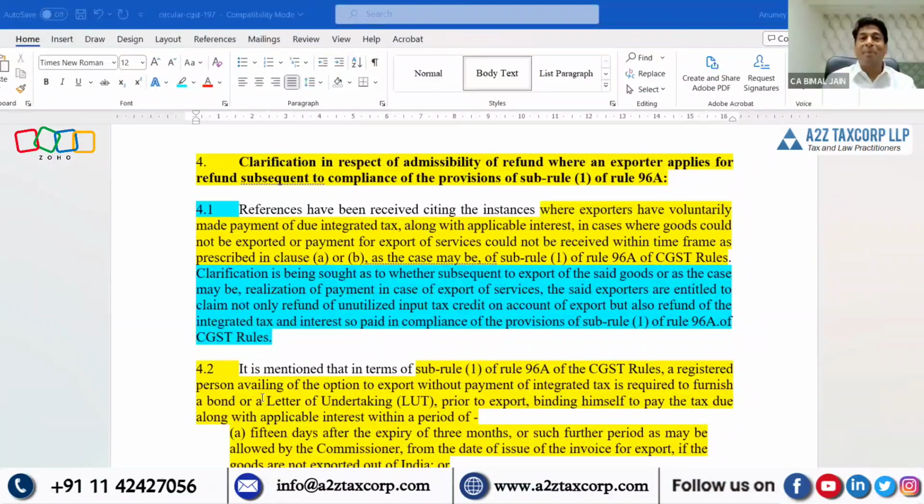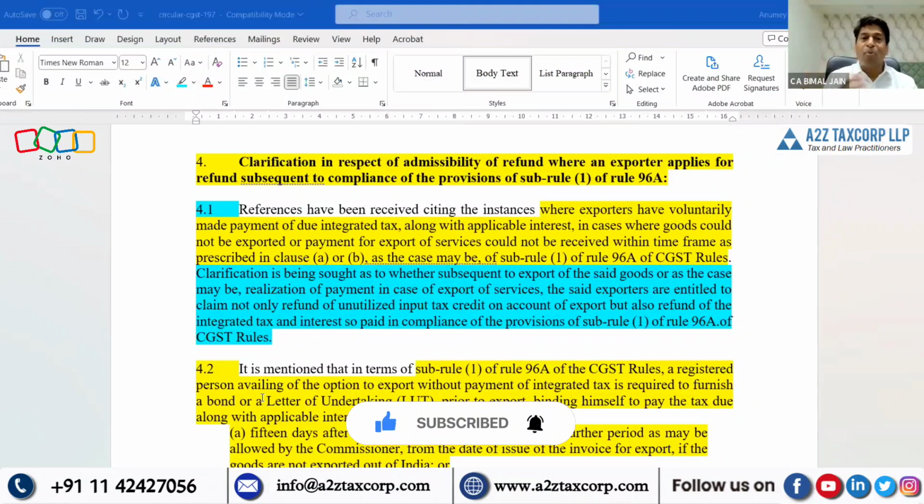So we'll read whether refund is permissible or not permissible. One situation. Another situation: no, I did not pay IGST, but of course, after the specified time period, I've exported the goods. So export is not in doubt. Can I go for refund of ITC? That is the second point coming out. So these are the two important clarifications. For services, you have not received the money within the defined time period. Then what happened? You may have paid IGST along with interest, but subsequently you realize the money.